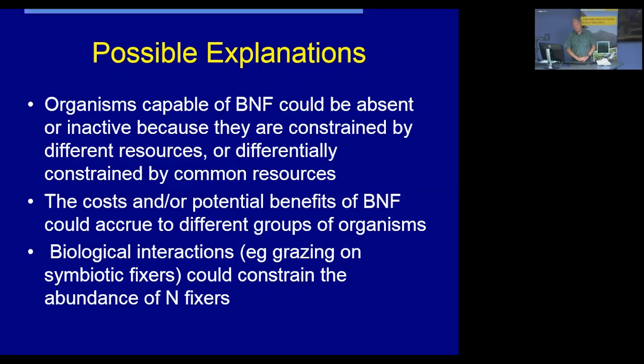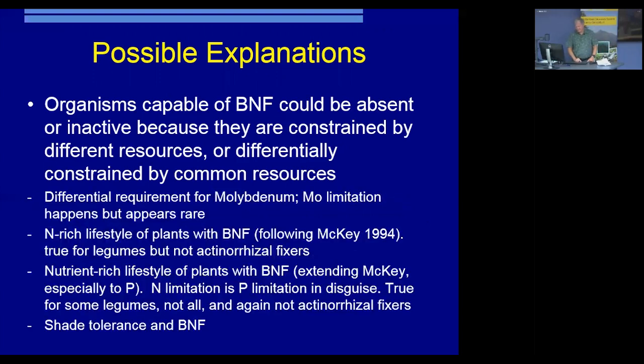Organisms capable of biological nitrogen fixation could be absent or inactive because they're constrained by different resources, or differentially constrained by common resources, compared to organisms that don't carry out biological nitrogen fixation. Another is that the costs or benefits of biological nitrogen fixation could accrue to different groups of organisms. A third is that biological interactions with other groups of organisms constrain the abundance of nitrogen fixers, even though nitrogen's in short supply in ecosystems. And there's interesting evidence behind each of these.